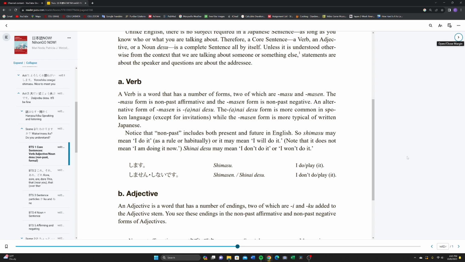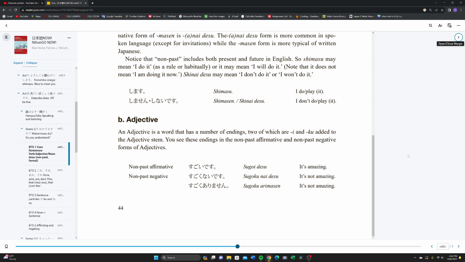So, shimasu may mean I do it as a rule or habitually, or it may mean I will do it. Note that it does not mean I am doing it now. Shinai desu may mean I don't do it or I won't do it. Examples below. Shimasu, I do, play, it. Shimasen, shinai desu, I don't do it, I don't play it.